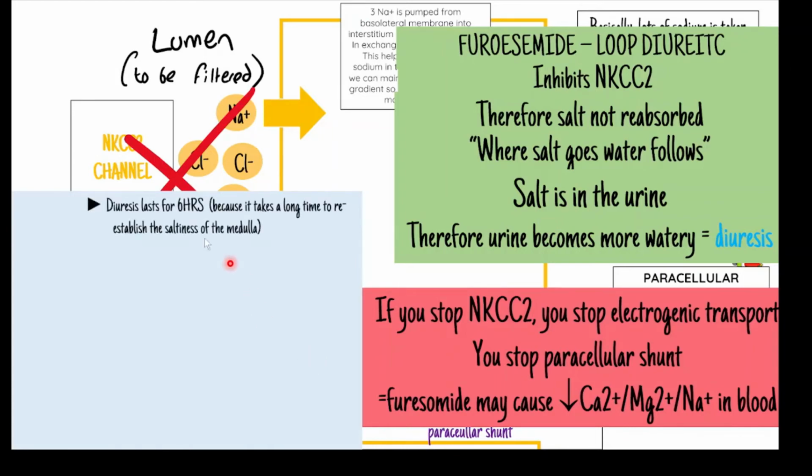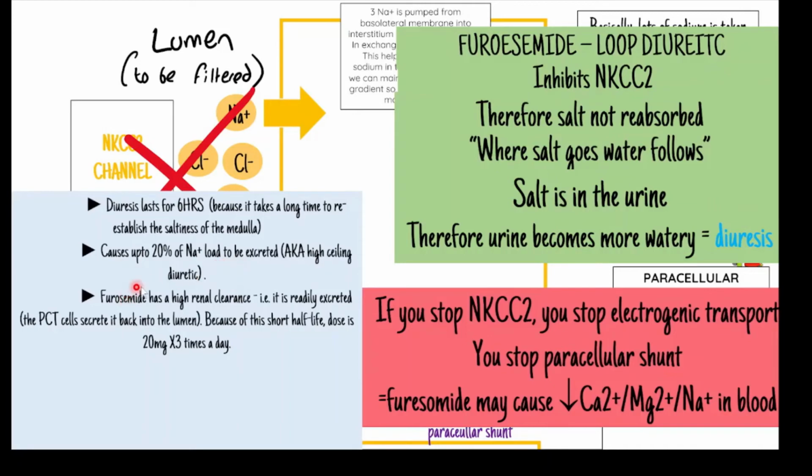Okay, there's some stuff here as well. Because it acts on the thick ascending limb, the thick ascending limb takes a long time to establish that saltiness via the Na-K antiporter. So it actually takes around 6 hours. So if you give one pill, it will take 6 hours for the kidney to re-establish that gradient. And just as a figure, it can cause 20% of your sodium to be excreted. So that's quite a high amount, and that's why it's called a high ceiling diuretic. Ceiling just means amount.